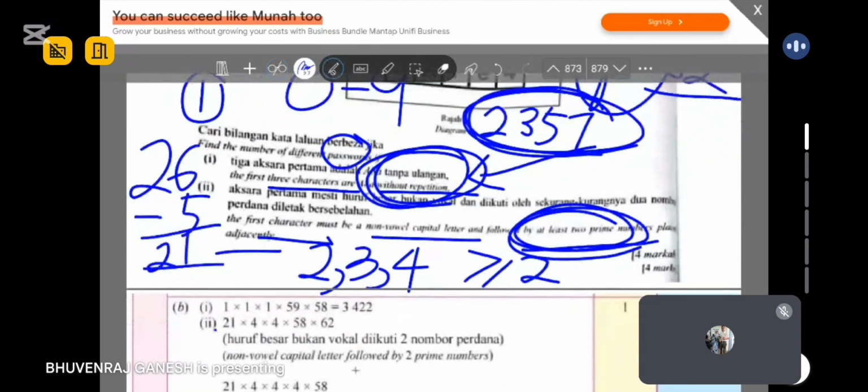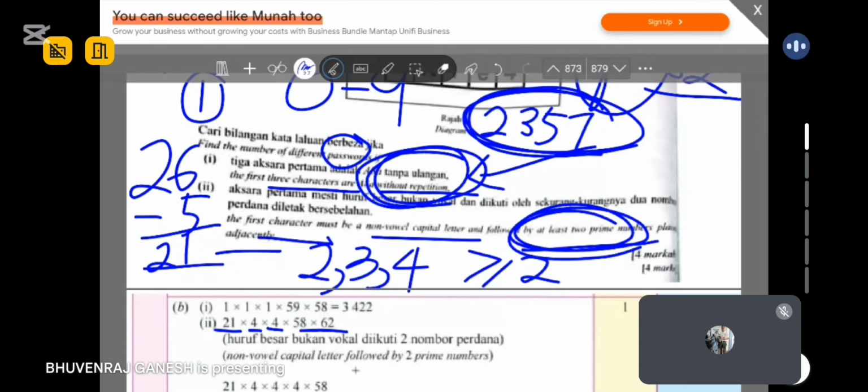So that's why you have number 21. Okay, then continue. 2 prime number. So prime number, you have 4. So that's why times 4, and then the rest.